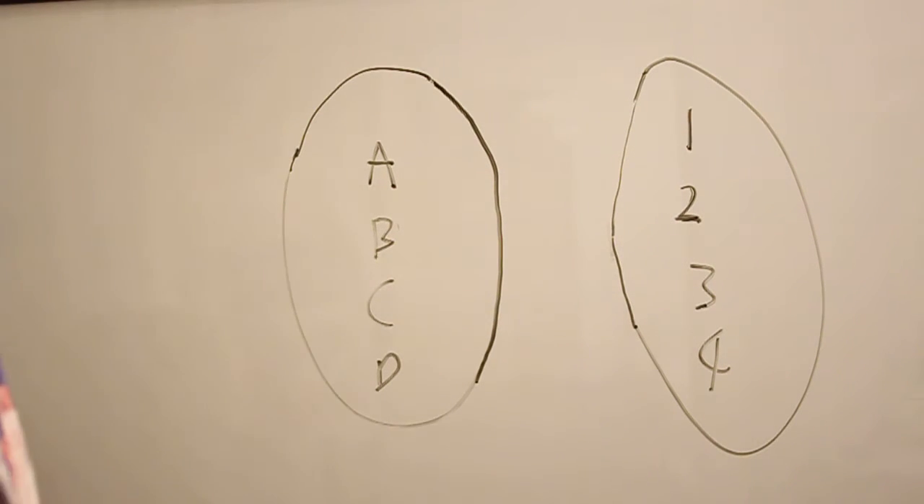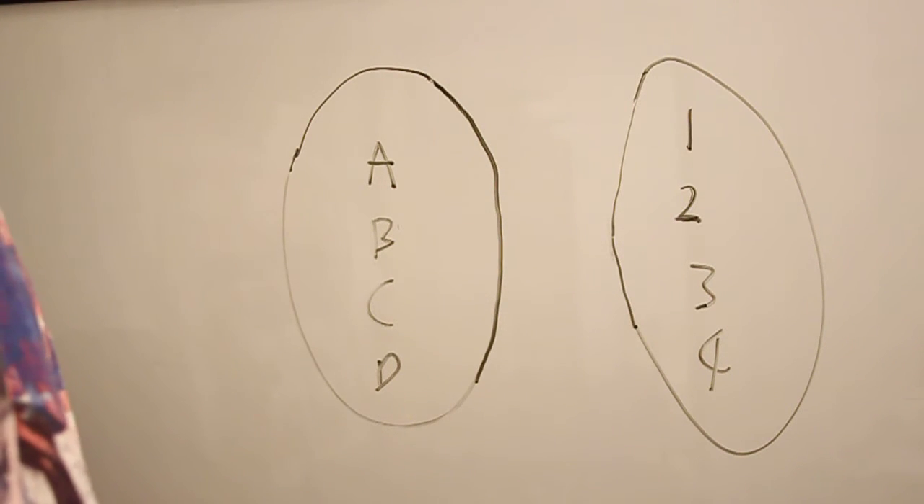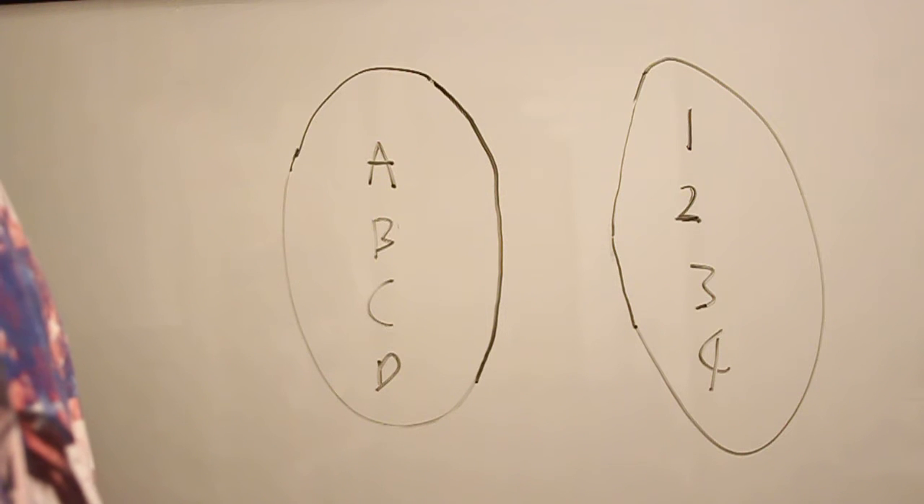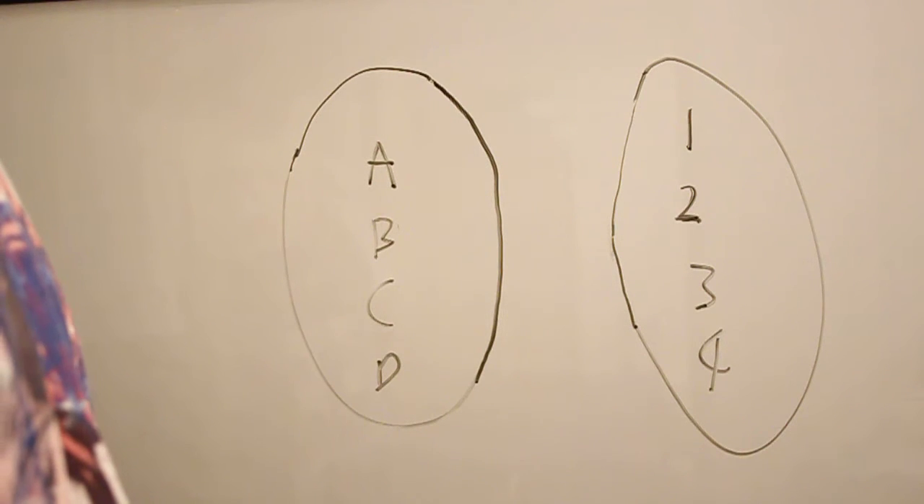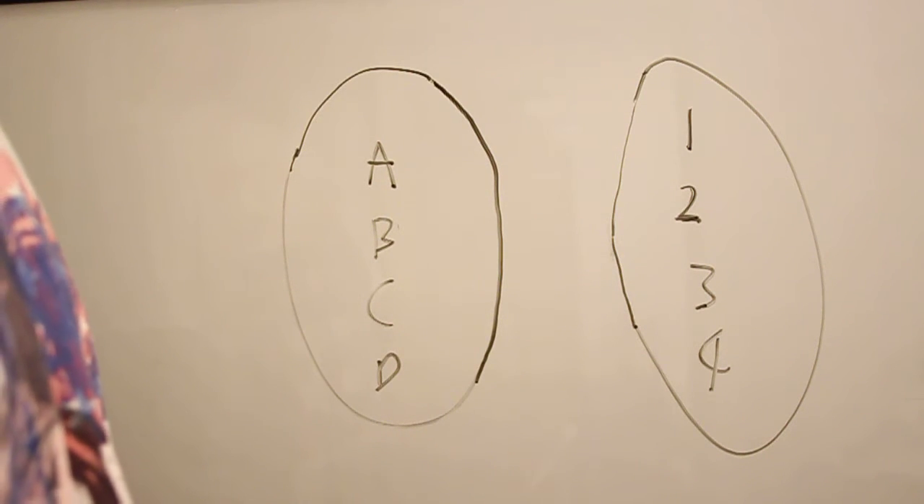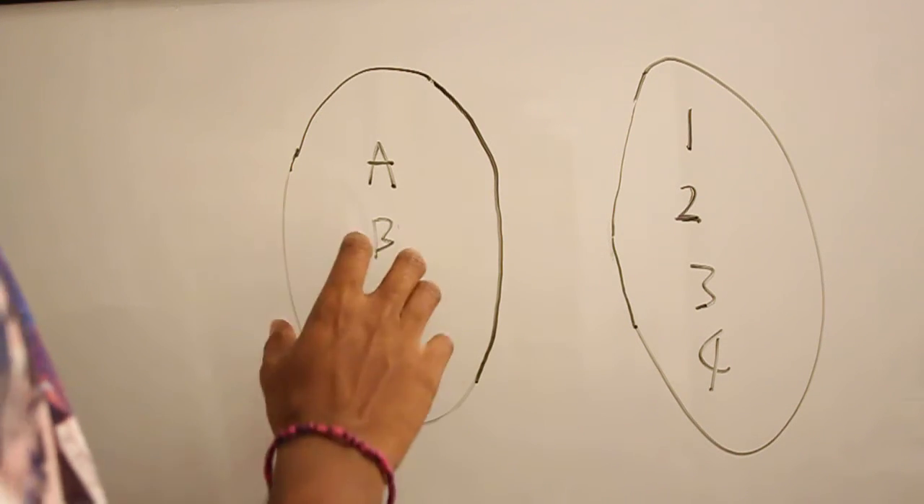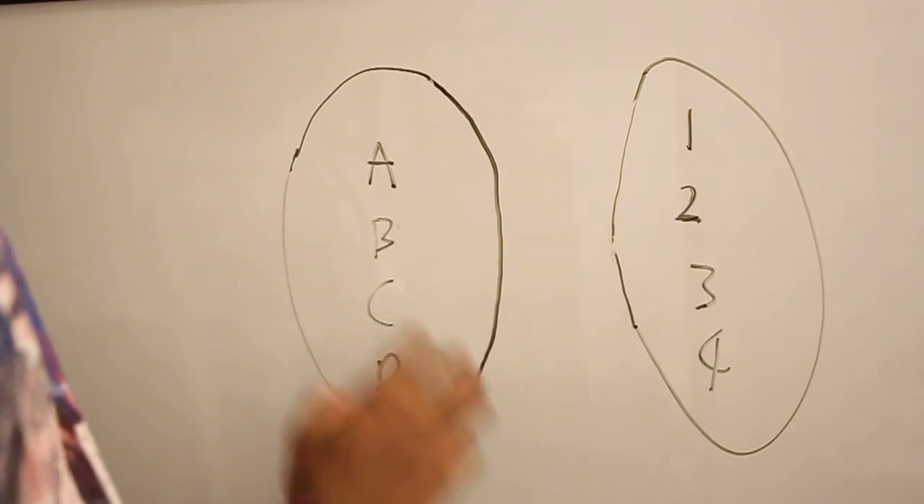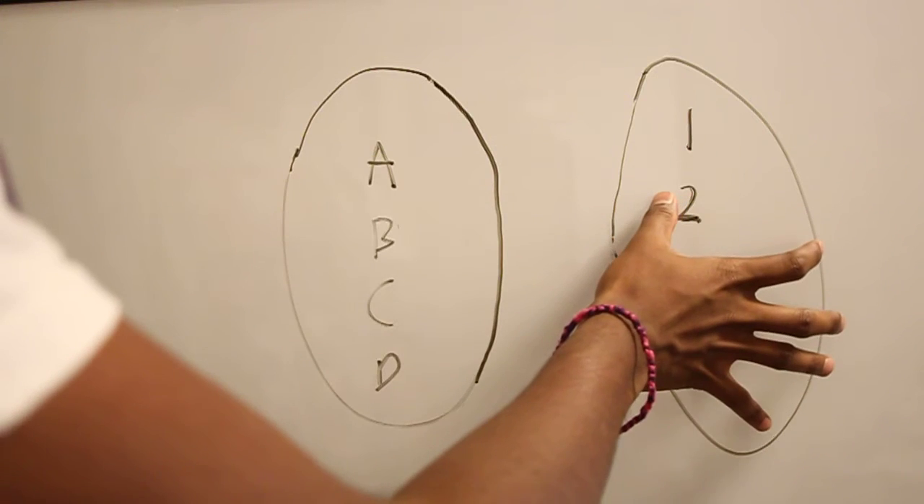When we talk about functions, a lot of different terms get thrown around, such as injective, surjective, and bijective. What these are actually, they're basically just ways to classify different functions. So let's take a function that maps from this set to this set. This set is called the domain, and this set is called the codomain.